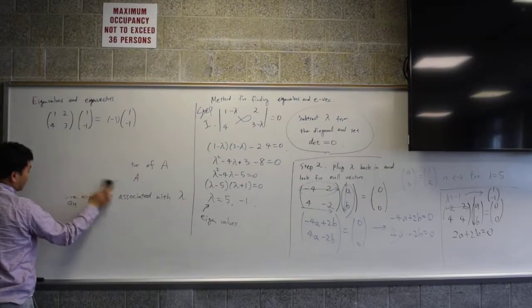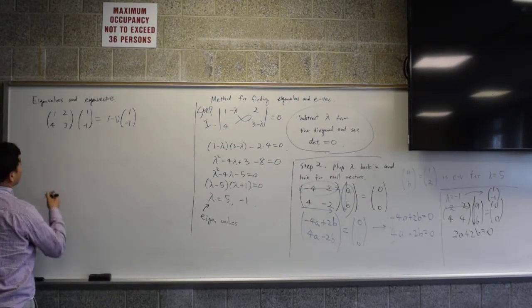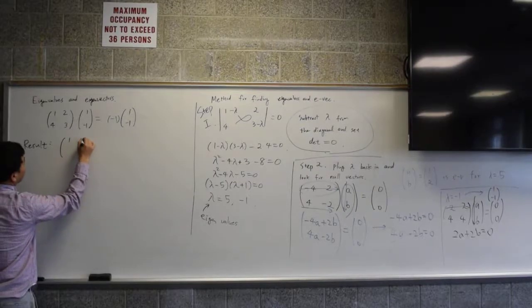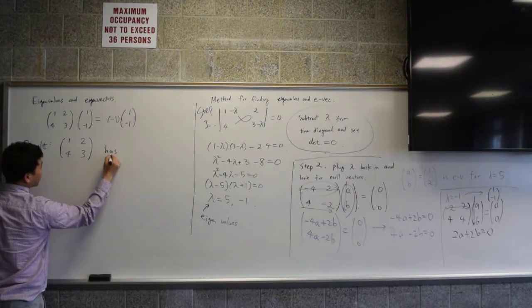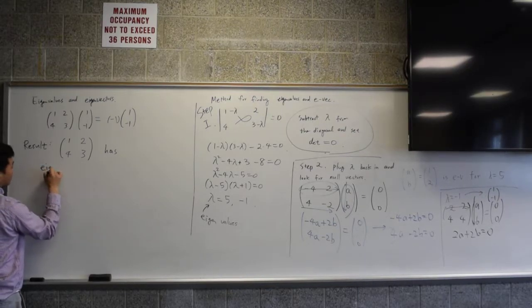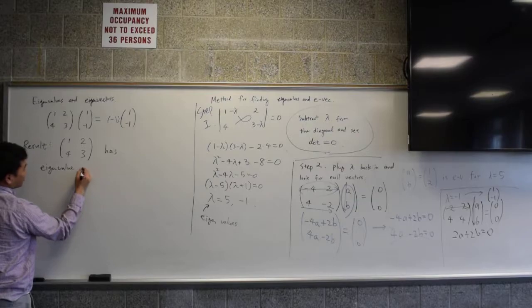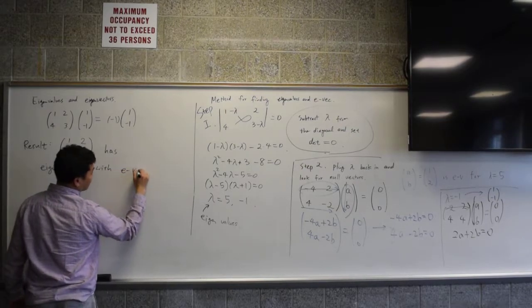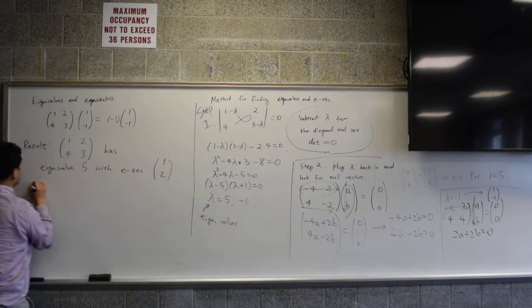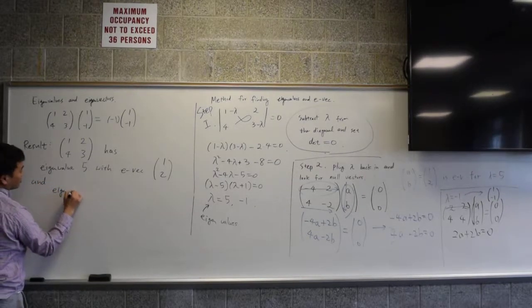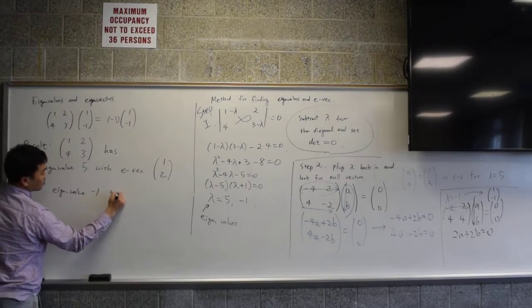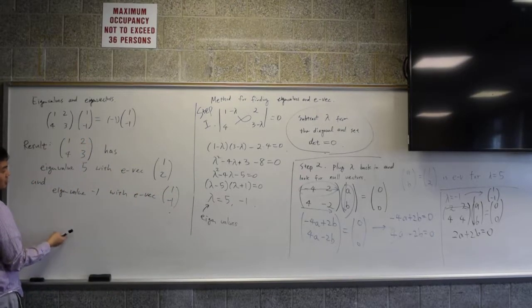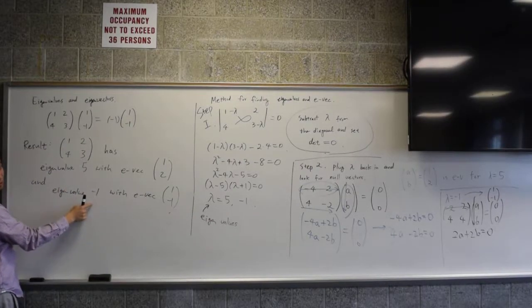And that's it. So the result is that the matrix has eigenvalue 5 with eigenvector 1, 2, and eigenvalue -1 with eigenvector 1, -1.